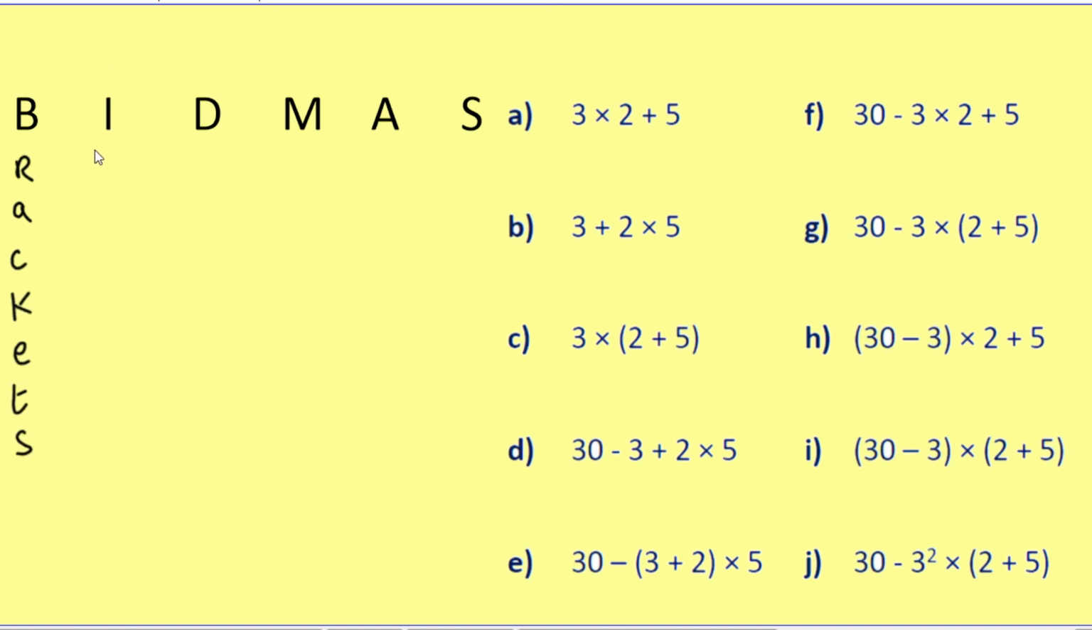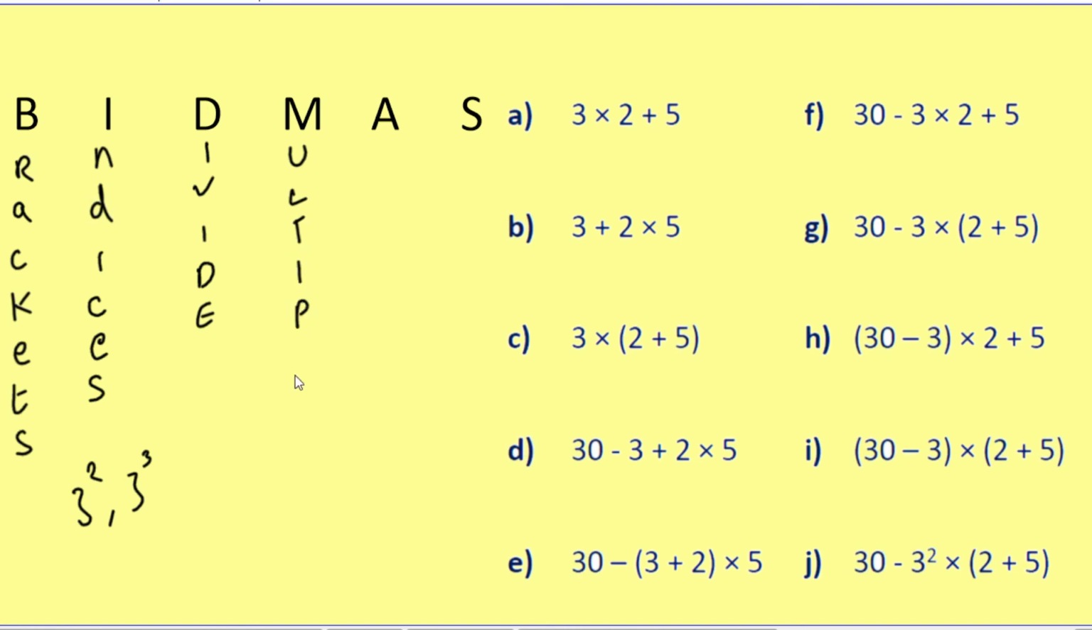Then you do indices. And your indices are your powers. So anything that's like 3 squared or 3 cubed, anything that's got a power on, that's your indices. So you do your brackets first, then you do your powers, your indices. Then you divide. Then you multiply. You add. And then finally, you subtract.